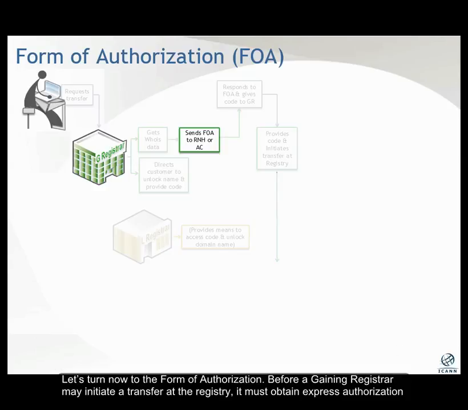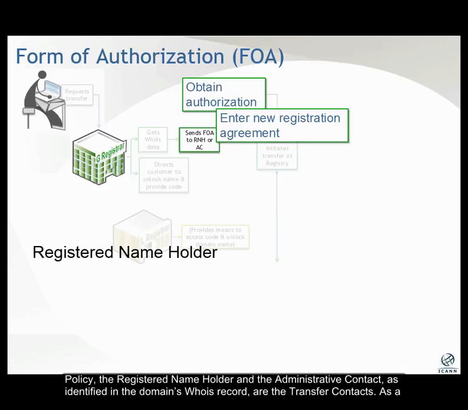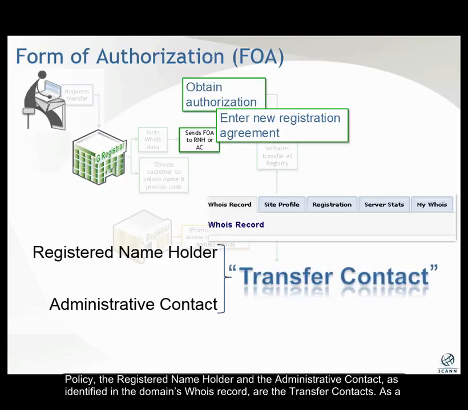Let's turn now to the form of authorization. Before a gaining registrar may initiate a transfer at the registry, it must obtain express authorization from one of the domain's transfer contacts and enter into a new registration agreement for the domain. For the purposes of the transfer policy, the registered nameholder and the administrative contact, as identified in the domain's WHOIS record, are the transfer contacts.